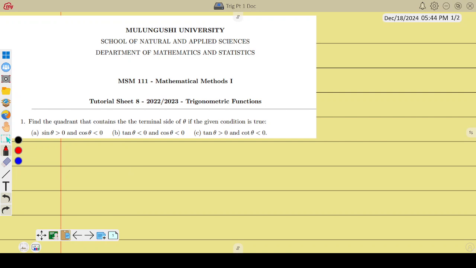Okay, so here we are already looking at the tutorial sheet. I've been told to find the quadrant that contains the terminal side of the angle given the conditions below. In the first question, sine theta is greater than 0 and cos theta is less than 0. So what this question is simply saying is that we find the quadrant given these conditions.